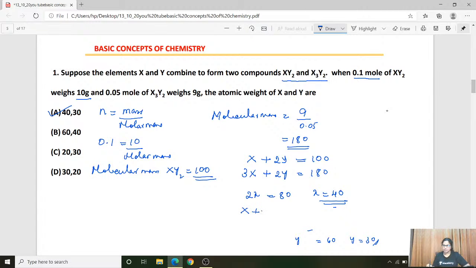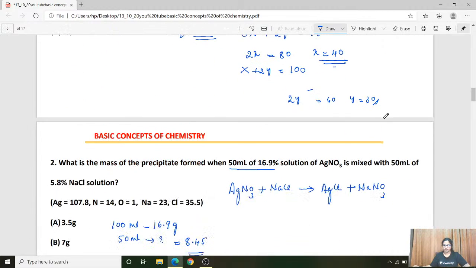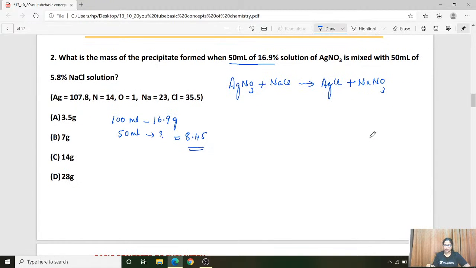You know that X plus 2Y is equal to 100. Therefore, 2Y is equal to 60, Y is equal to 30. Therefore, the answer will be option A, 40 and 30. I told you, I thought we were connected, students, so I had already solved a few problems. Anyway, we will solve it now.